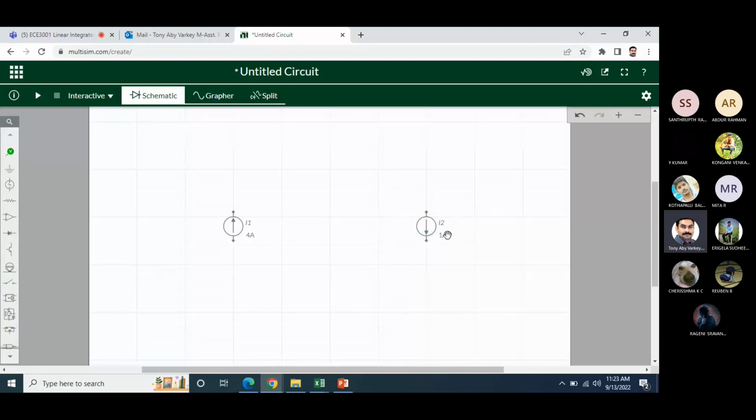Now what is the value of this current source? It is 2 ampere. So I will click on that and change it to 2. Okay, please refer to the video if you are not able to do it with me.